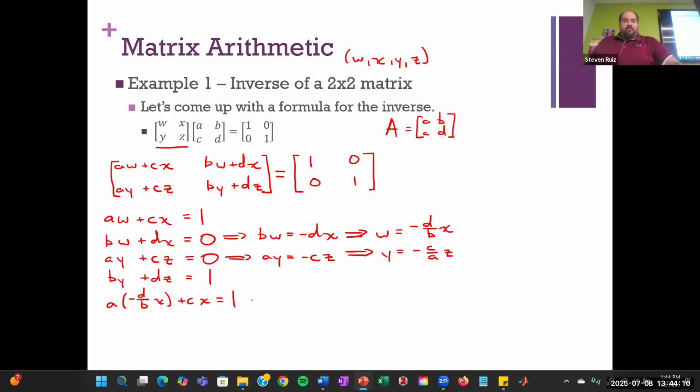What variables are in that equation? I know there are a bunch of letters, but which ones are the actual variables I'm trying to solve for? There's only one variable in that equation. It's only x, so that's actually really convenient for me. Let's go ahead and solve it for x. So minus ad over b times x plus cx equals 1.